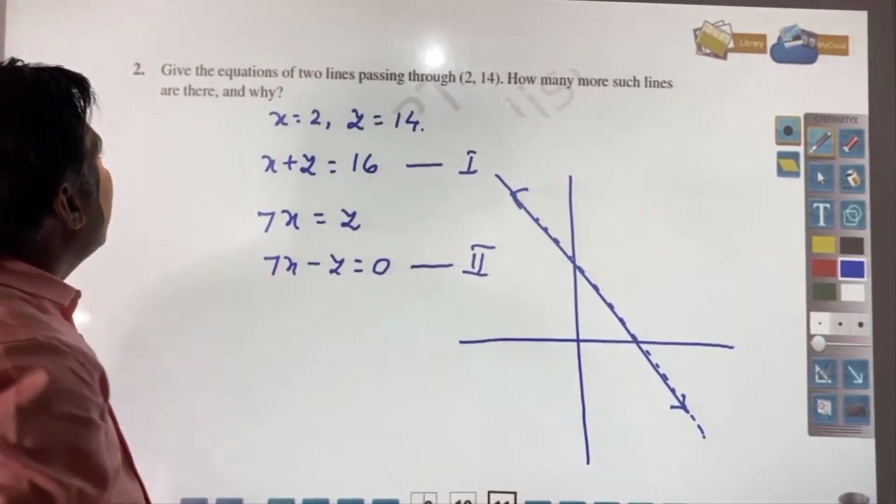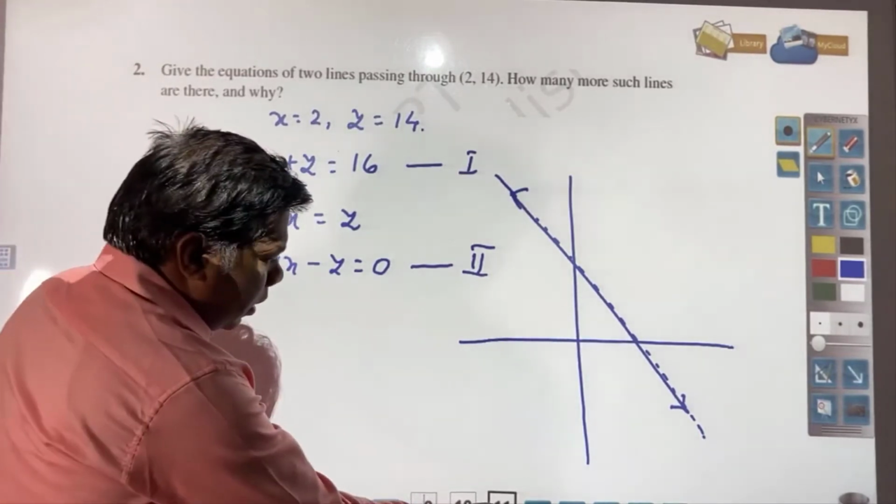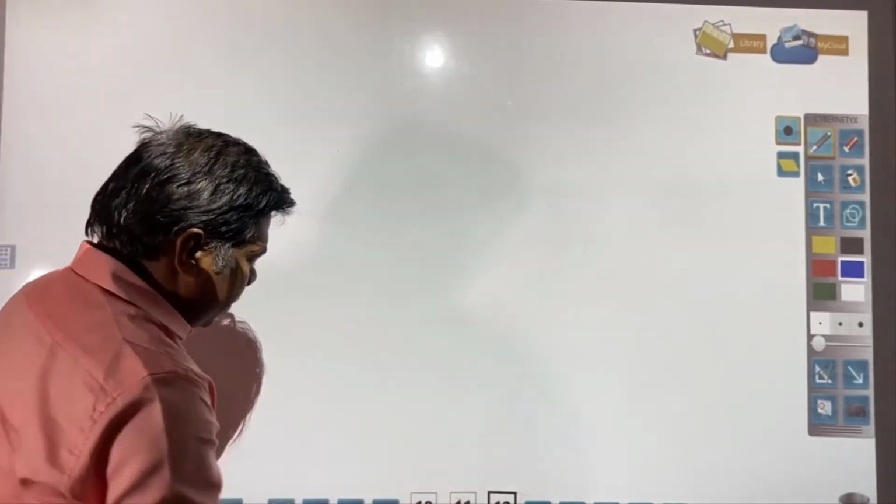So many such lines are there. It can be written as the answer.